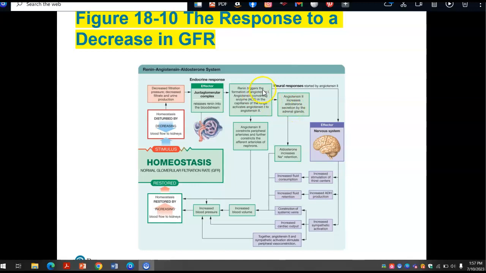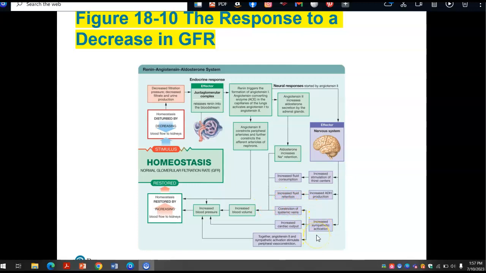then renin also starts a neural response. The angiotensin II starts a response by the nervous system. So a lot of things work together. So aldosterone increases sodium retention. Your nervous system causes you to be thirsty, so you're going to drink more. Your nervous system stimulates increased ADH production and release by the posterior pituitary gland, which increases fluid retention.